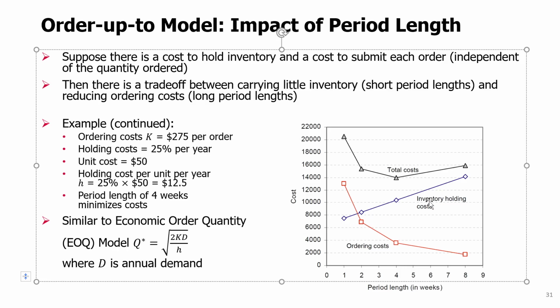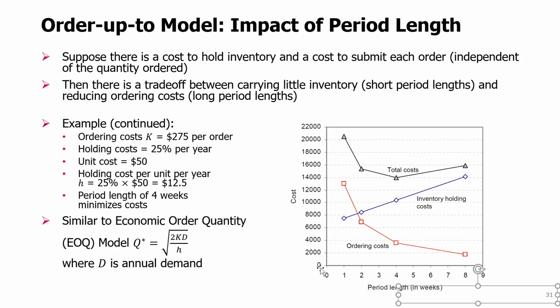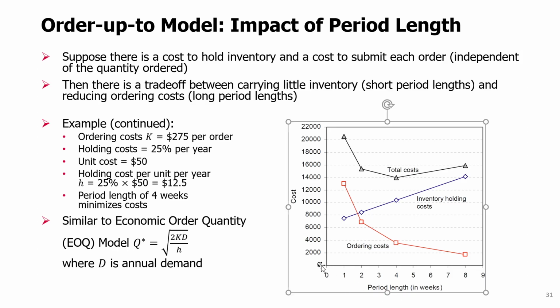We can do an evaluation and we can see that the total costs are now minimized when the period length is 4. This is similar to the EOQ model, if you recall, where the horizontal axis was the quantity that we order, not the period length, but both of them are of course related. We have a similar case where one cost is increasing while the other is decreasing, and we can somewhere find the minimum overall cost.